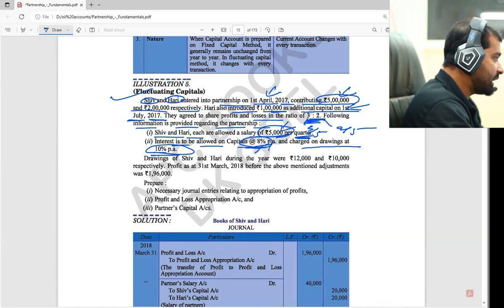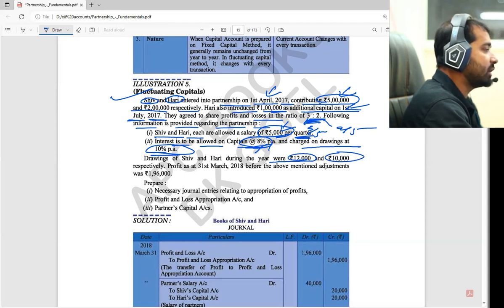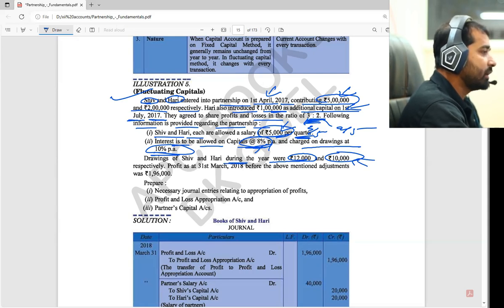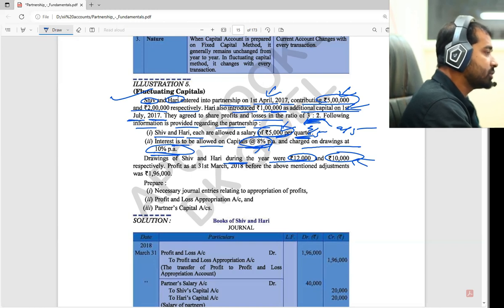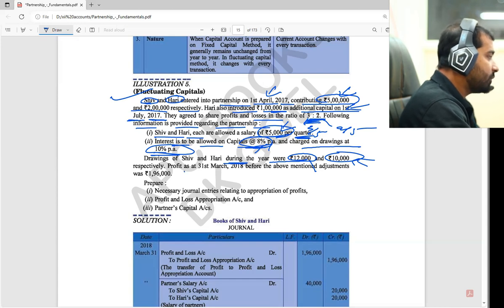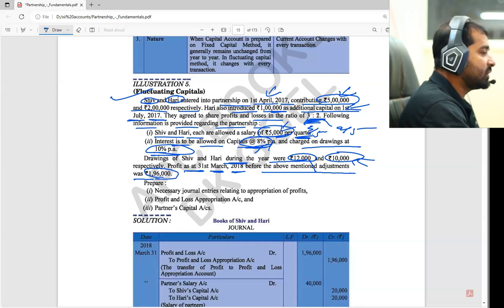Now, drawings of Shiv and Hari during the year were 12,000 and 10,000. Drawings are already given to you, and they are given during the year. That means the date is not mentioned, so interest on drawings should be for 6 months respectively. Profit as on 31st March 2018, before the above mentioned adjustments, was 1,96,000. So the profit I have is 1,96,000.